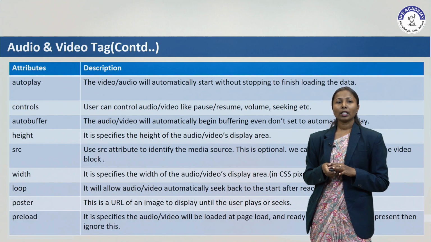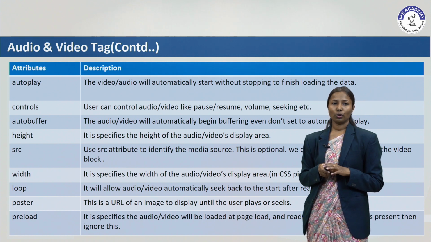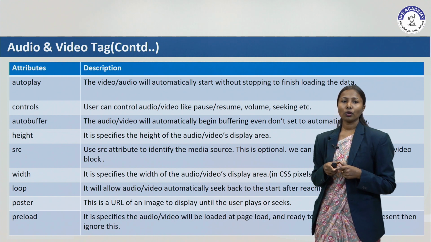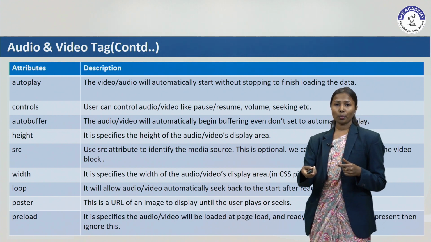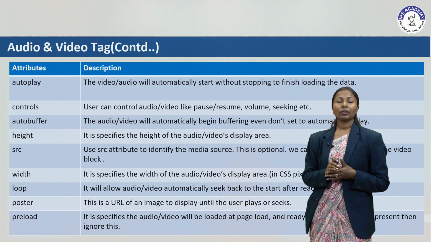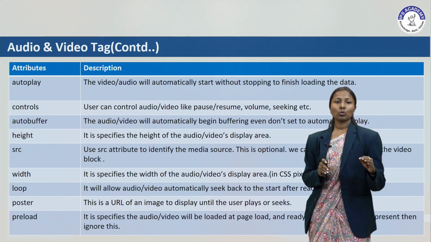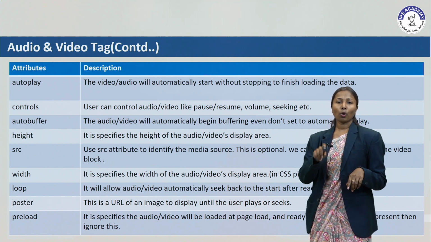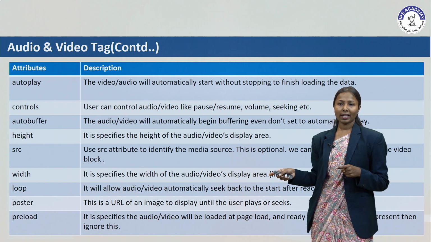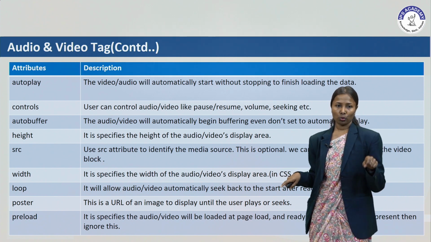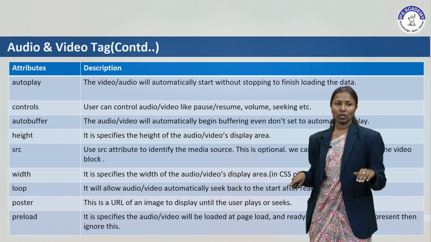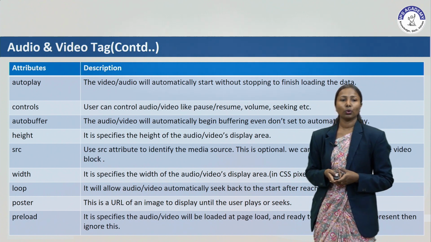Now, what are the attributes which we are using in audio and video tag? Okay, so the first attribute is autoplay. So if the audio or video should automatically start without stopping to finish loading the data, then you have to use the autoplay attribute. After that I am using controls. Okay, so the user can control audio or video, like pause, resume, volume, for this feature. Okay, so in my example I also use controls. Okay, so with the help of the controls attribute, the user can pause and resume that video.